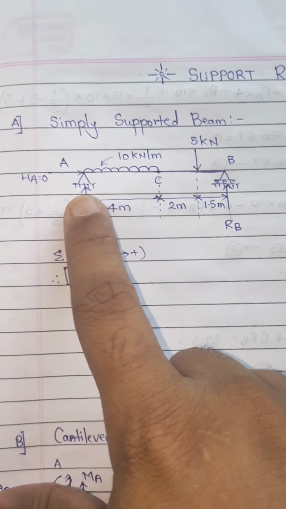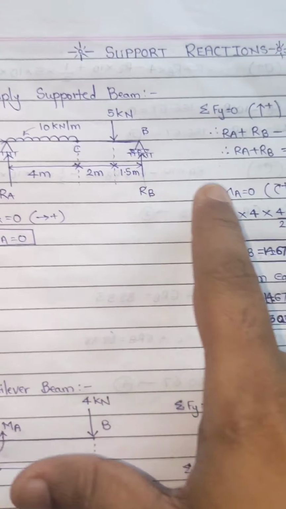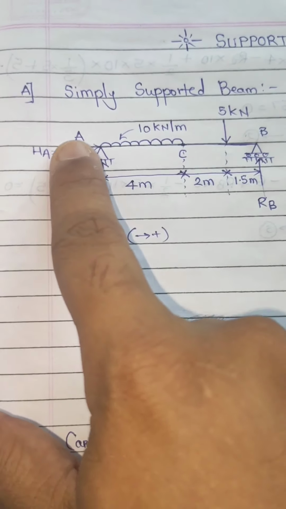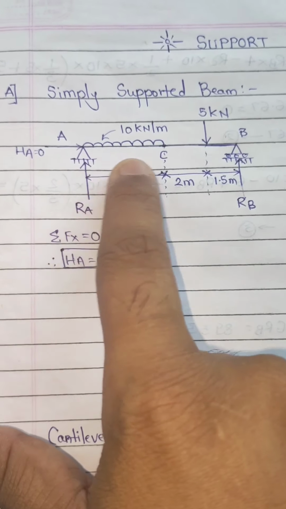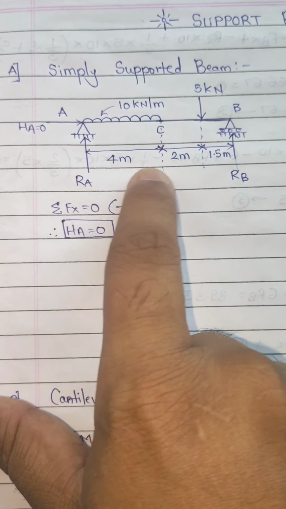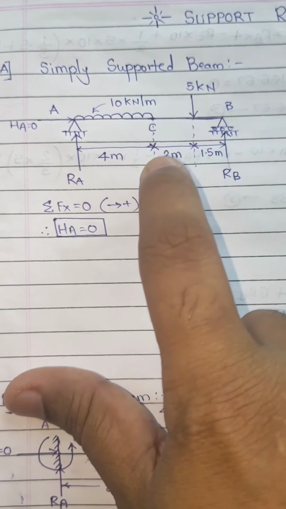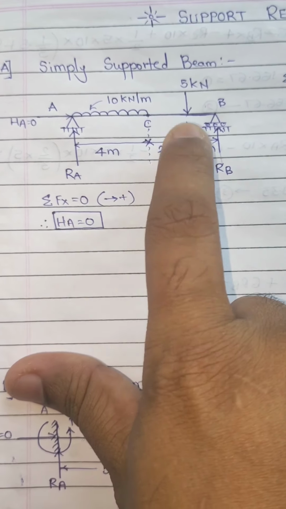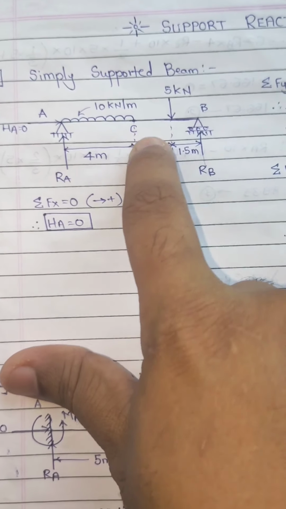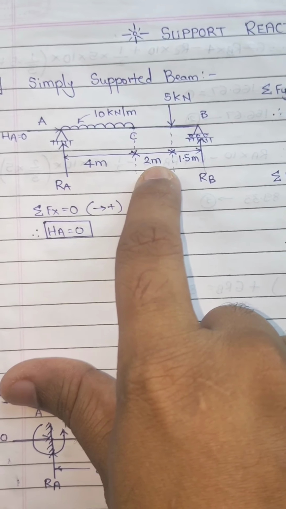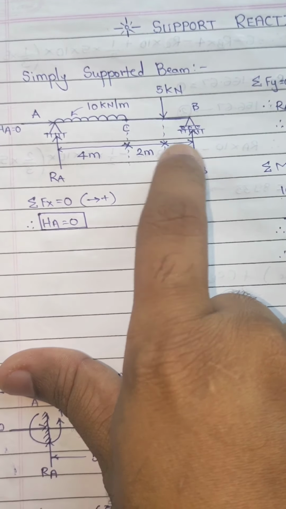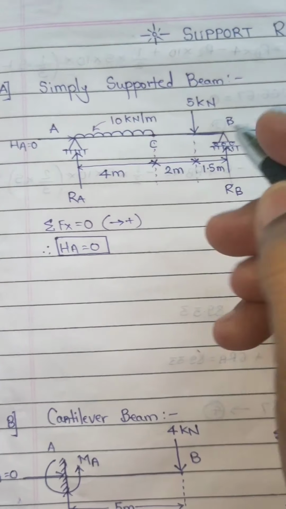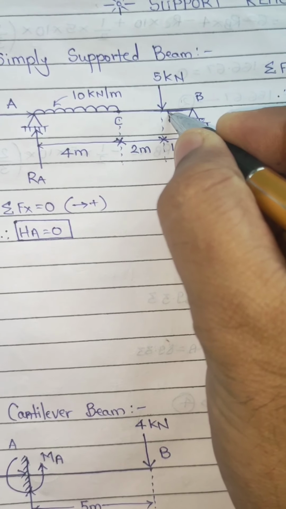Simply supported beam means one will be a hinge support and one will be a roller support. So this is my simply supported beam, you can have a look. This is point A. I am having a UDL of 10 kN for a 4 meter span, then 5 kN, which will be at a total of 4 plus 2, that is 6 meters, and then there is a 1.5 meter gap. So the total span is 4 plus 2, 6, plus 1.5, that is 7.5. Let me name this point as point D.